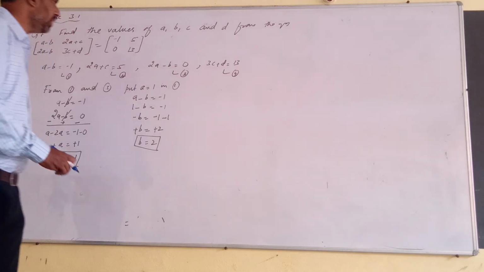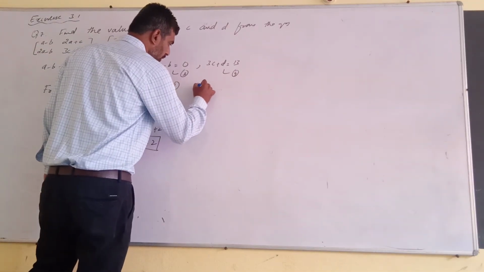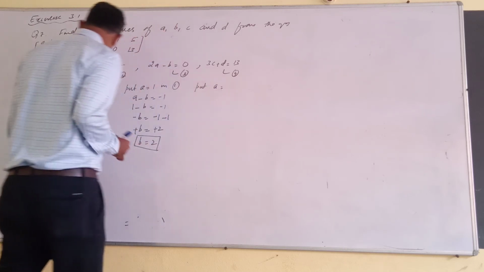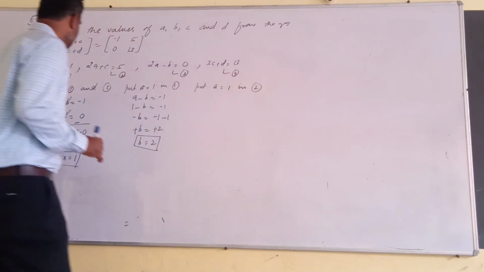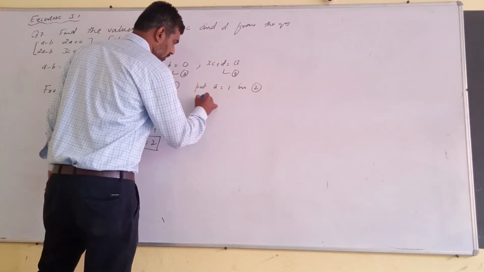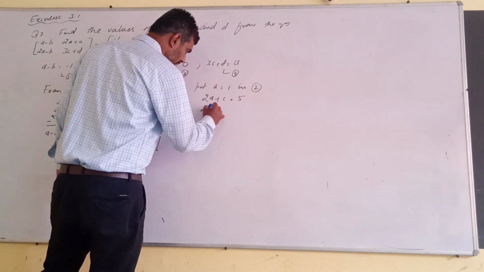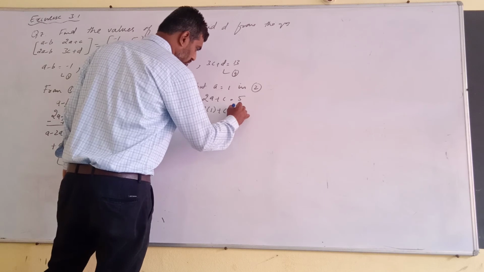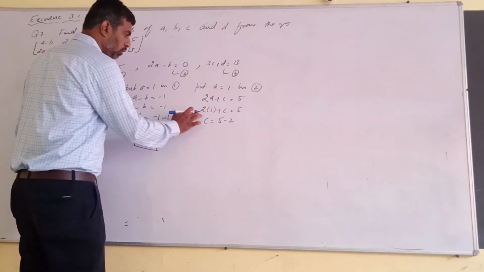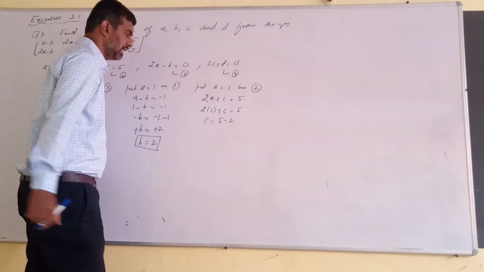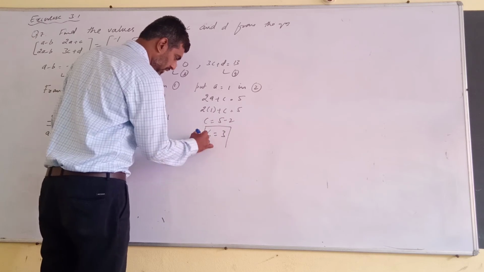Now what we have to do in this case is, put a value. What is A value? 1, in equation 2. 2A plus C is equal to 5. 2 into 1 plus C is equal to 5. C is equal to 5 minus 2. 2 into 1 is 2. I am writing that 2 on the other side. C is equal to 5 minus 2, 3. Very simple.